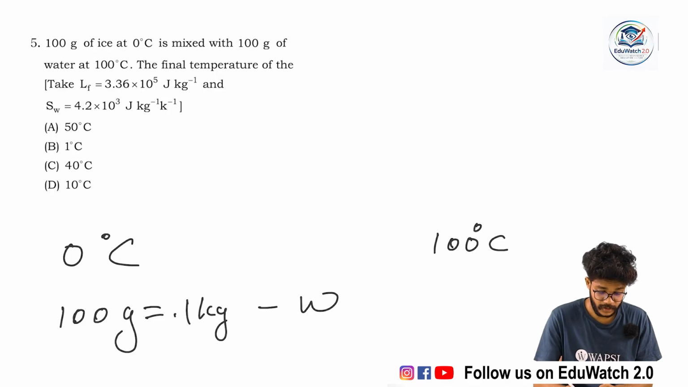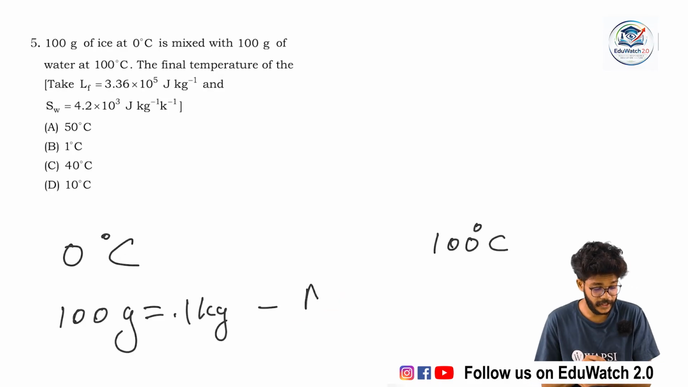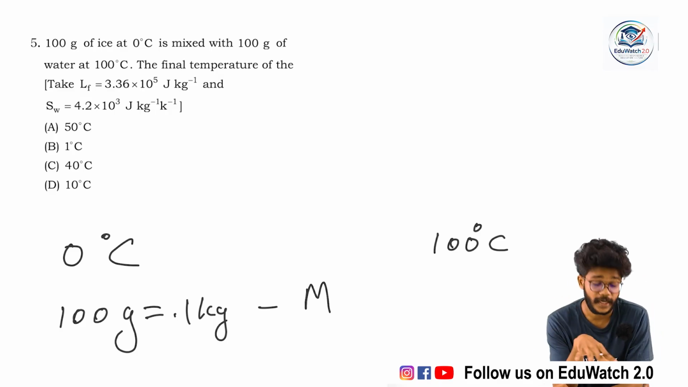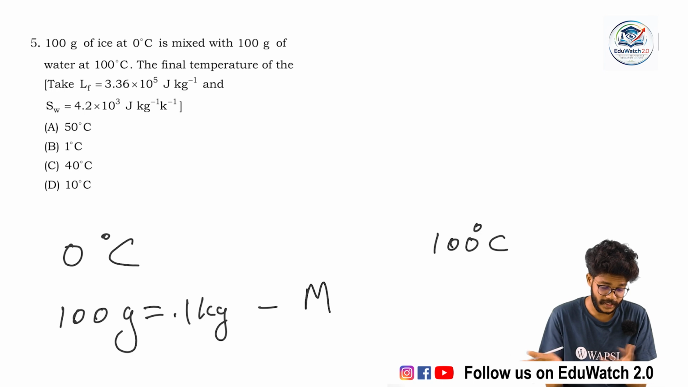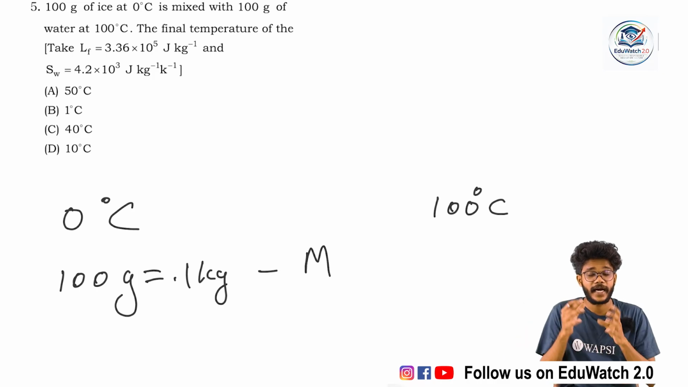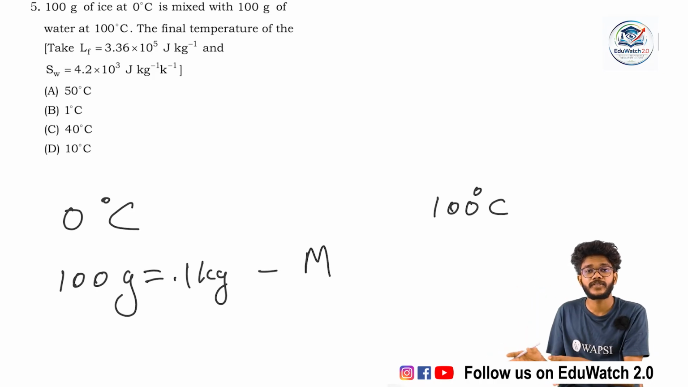Whatever it is, we can put that the mass is M1 for the 0 degree Celsius state and M2 for the 100 degree Celsius state. Whatever it is, both are the same. And LF and SW are given. So the energy is going from high temperature to low temperature. High energy means high temperature. So from 100 degrees Celsius, the... What is meant by that?